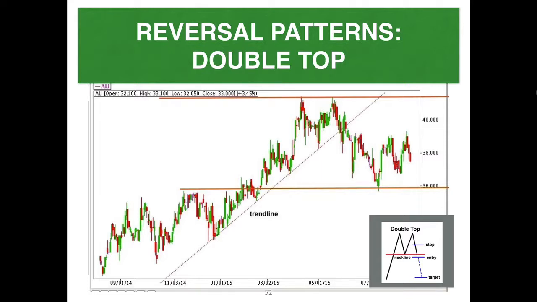Here's an example of a double top pattern with Ayala Land. In a double top, you also have to look at the trend line right here. You know that the double top will materialize if price breaks below the trend line. It has a neckline, which also serves as a bounce-off point.